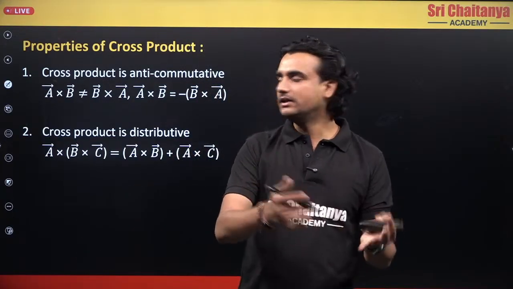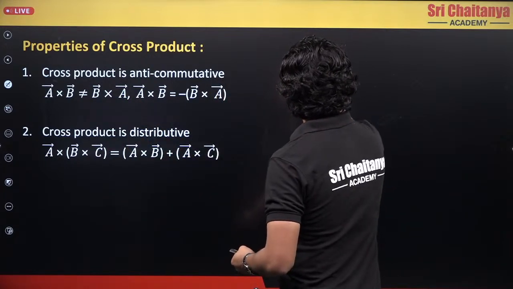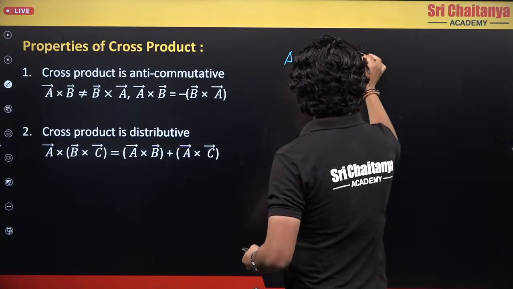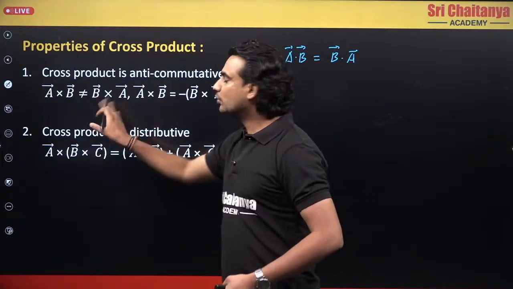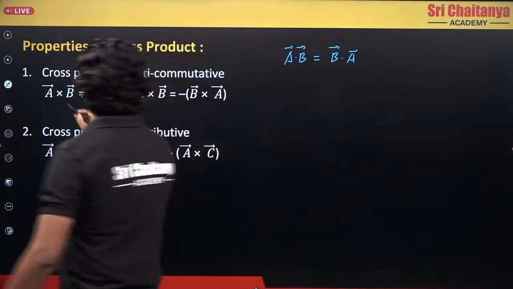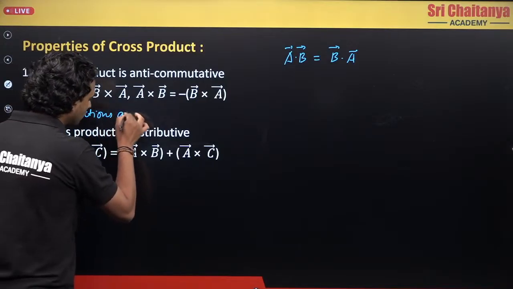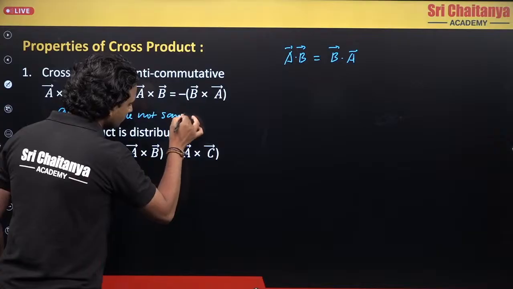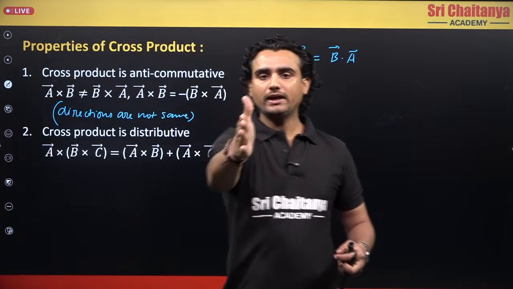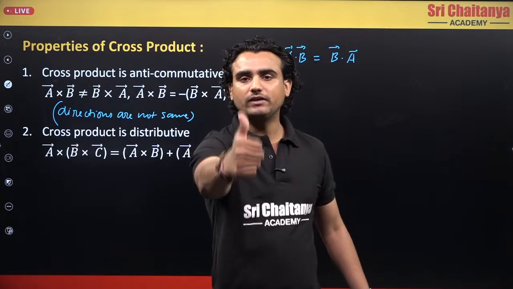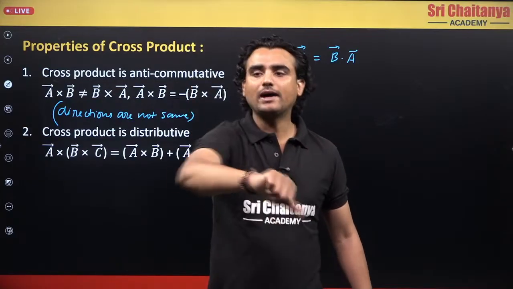In dot product, what do we see? That a dot b is equal to b dot a. But a cross b is not equal to b cross a. Why is it not? Because the directions are not the same. Let's suppose a is pointing towards you, and b is along this direction. So a cross b will be in the upper direction, but b cross a will be in the downward direction.